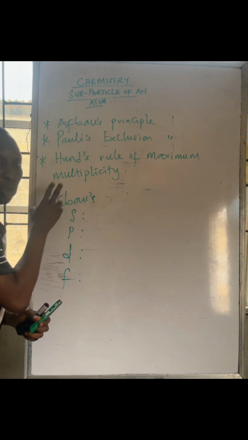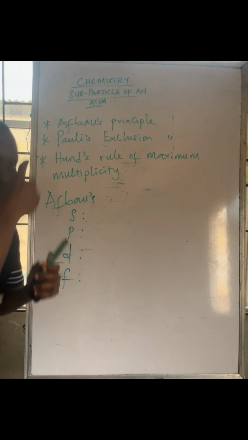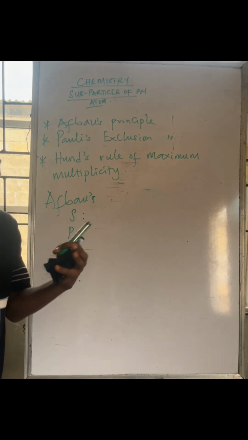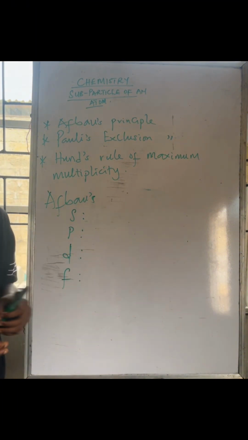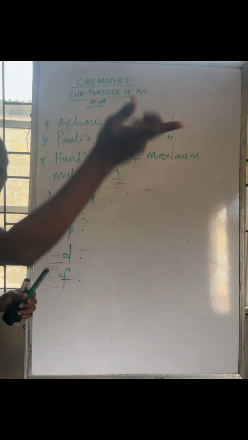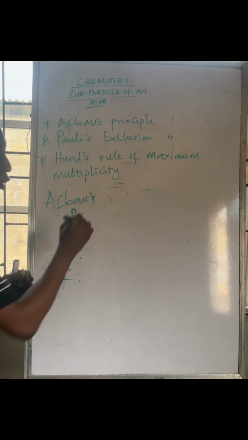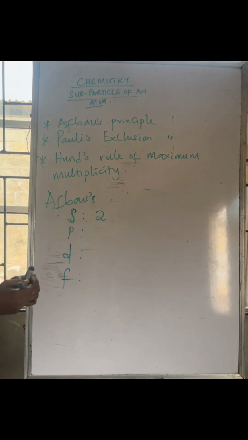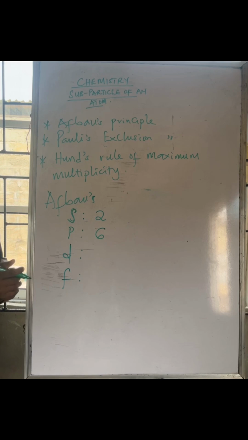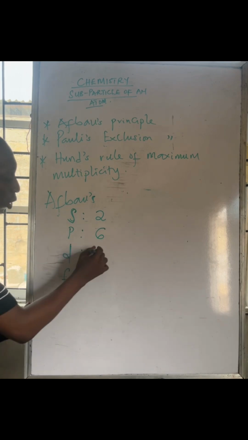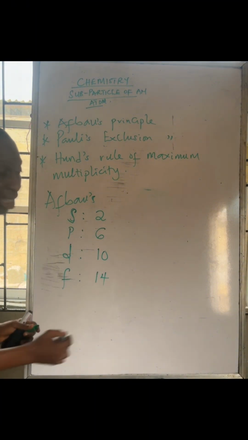Now, as regards Aufbau's principle, Aufbau says electrons occupy orbitals with lower energy level before moving to the higher ones. Let me explain that. Before I go into that, do you know that the s orbital can take a maximum of 2 electrons? The p orbital can take a maximum of 6 electrons. The d can take a maximum of 10 electrons. The f can take a maximum of 14 electrons.